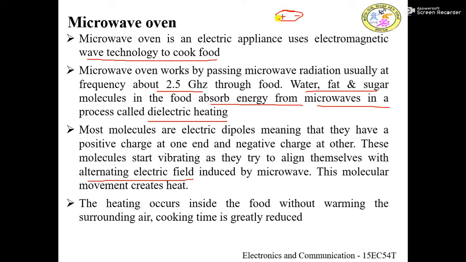Whenever they rotate about their mean position, they exert friction among their neighboring molecules. Due to such heavy friction between the neighboring molecules, heat is generated. That heat is evolved from inside to outside, thus cooking the food. Thus heating of the food occurs inside to outside without warming the surrounding air.